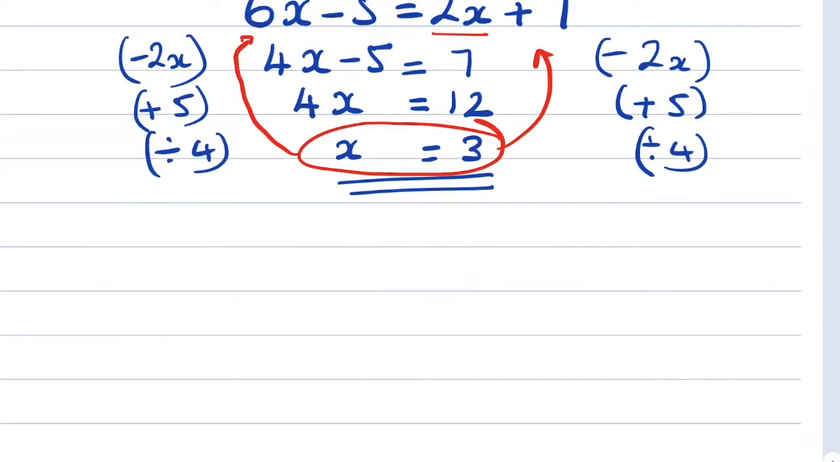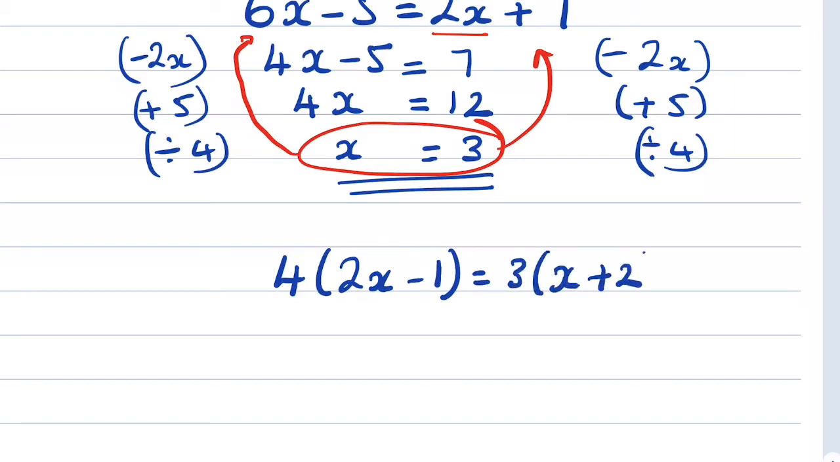Next one goes something like this. Let's just introduce some brackets in there. We've got 4 bracket 2x minus 1 equals 3 bracket x plus 2 close bracket. The aim is still the same. We are solving to find out what the value of x is. But in order to do that, the first step here would be to expand the brackets. So multiply out the brackets, in other words.